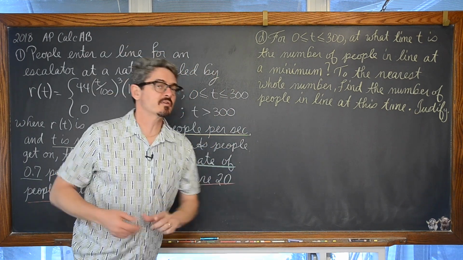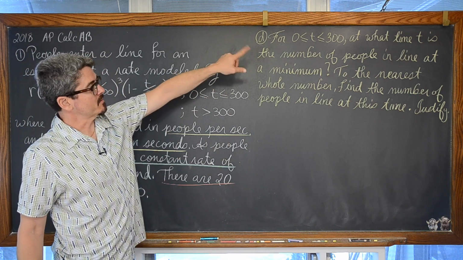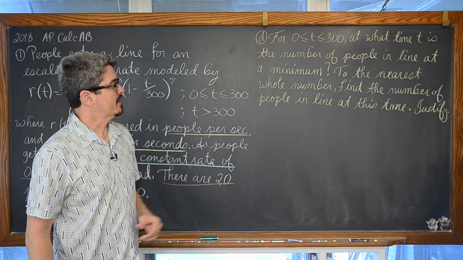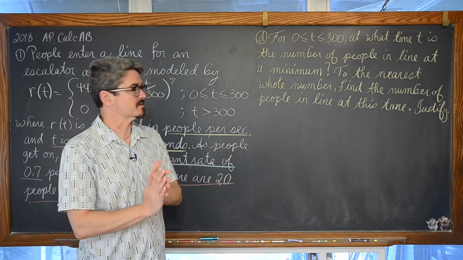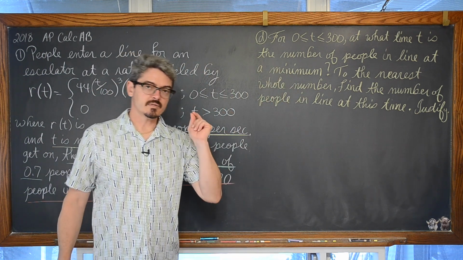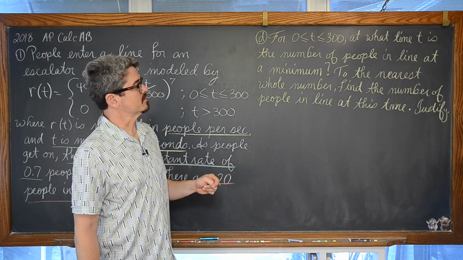Part D, last part of this question. For the closed interval from t from 0 to 300, at what time t is the number of people in line at a minimum? To the nearest whole number, find the number of people in line at this time and justify your answer. Again, this is a calculator-based question. Let's lean on that technology to help us answer this question.